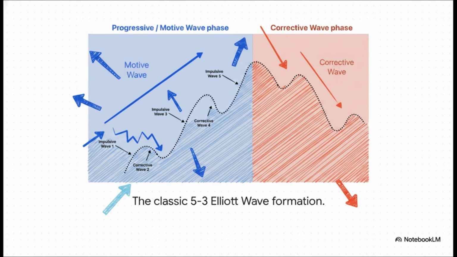Over in the blue section, you can see those impulsive motive waves, waves 1, 3, and 5, aggressively pushing the price up. Meanwhile, waves 2 and 4 step in to provide those minor corrections. Then, moving over to the red section, you get that larger corrective phase pulling against the entire progressive move. It's literally like a giant tug of war.